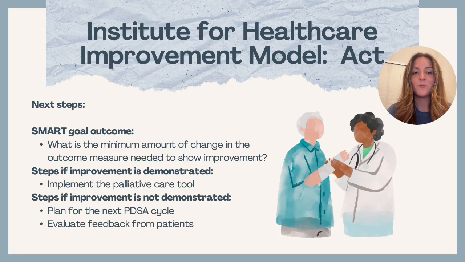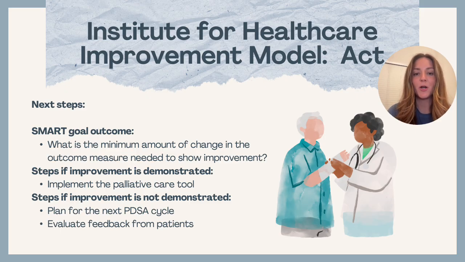All right, and last, we have the ACT portion of the model. This is where we reflect on the project and determine what we will change and what we will keep the same to implement the next cycle. So first, let's take another look at our SMART goal and figure out the minimum amount of change in the outcome measure that is needed to see improvement in our population.